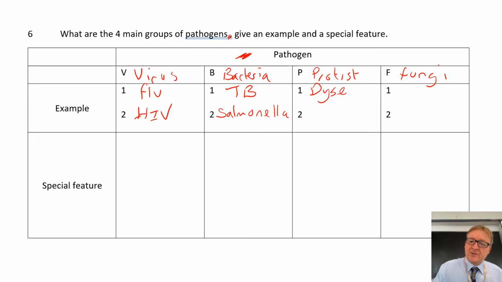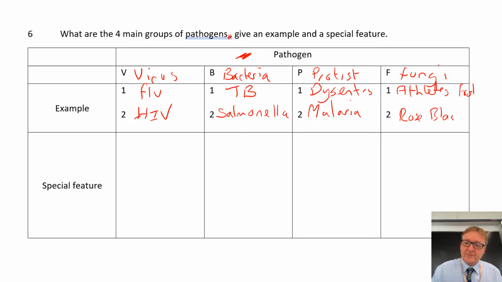Protist, dysentery, but then the big one is malaria. And in a later video, we'll go through malaria in a bit of detail. Fungi, what we've got here is athlete's foot, and rose black spot. What I've done on fungi is I've put in an animal one and a plant one. An animal one is kind of us, right? That's when you get athlete's foot, a white powdery stuff in between your toes. Rose black spot is obviously a rose with black spots all over it, and that's a fungus.